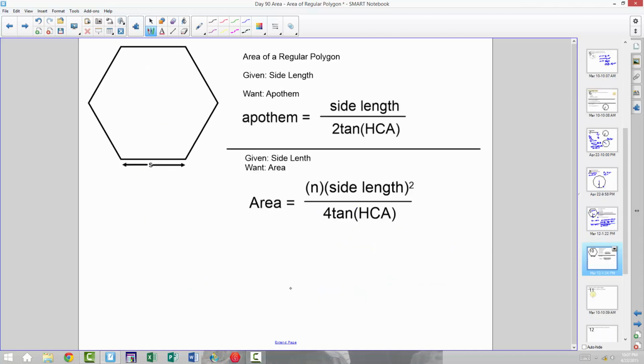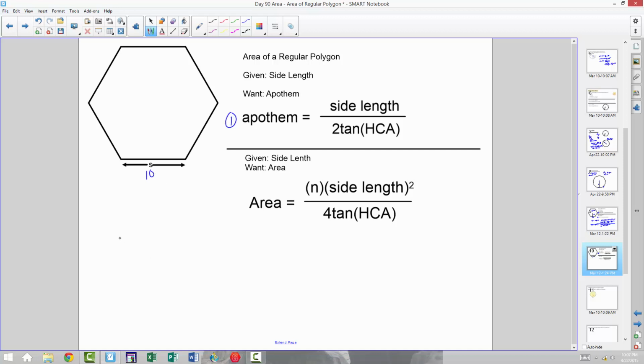Okay, there's 2 more formulas that you have to remember now. If you're given the side length and you want the apothem, the apothem is going to equal the side length divided by 2 times the tangent of the half central angle. Okay, let's do this first example. We'll just use the hexagon still. So I'll give you a side length of, let's go with 10.